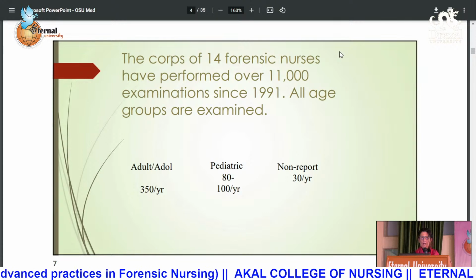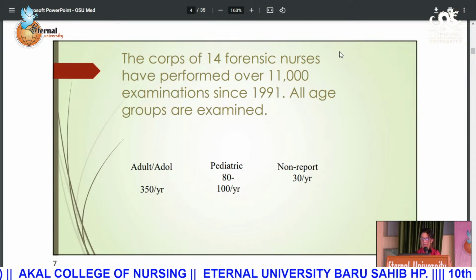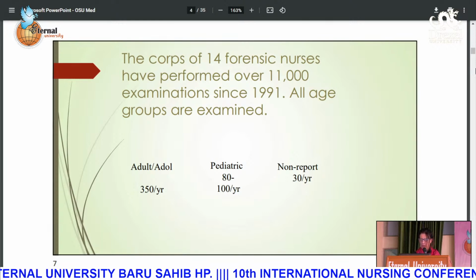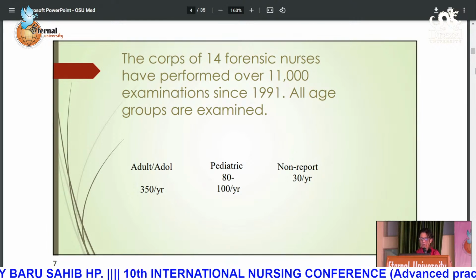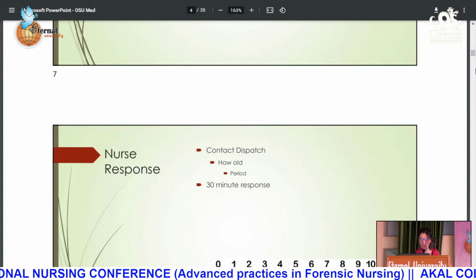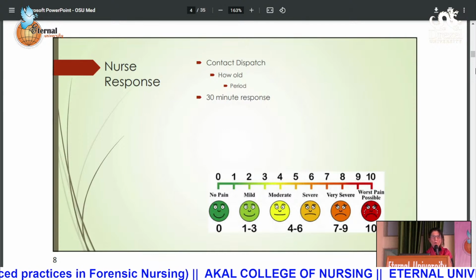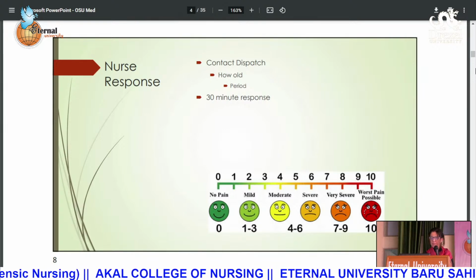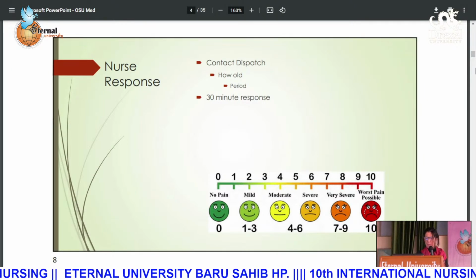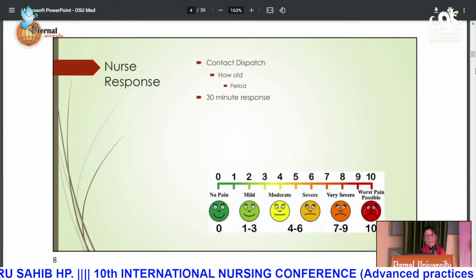So this slide was shared with me from a friend and colleague in Oklahoma. In this particular year, that clinic saw adults with sexual assault 350, pediatrics 80 to 100, and non-reports 30. Now, a nursing response depends on your resources in your area or in the clinic. If it's affecting someone's physical status and it's emergent, you can certainly call for a police dispatch, depending upon where the patient is.